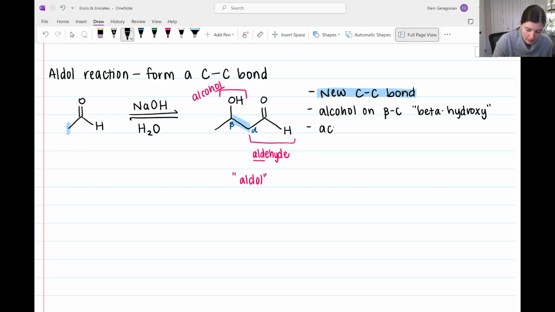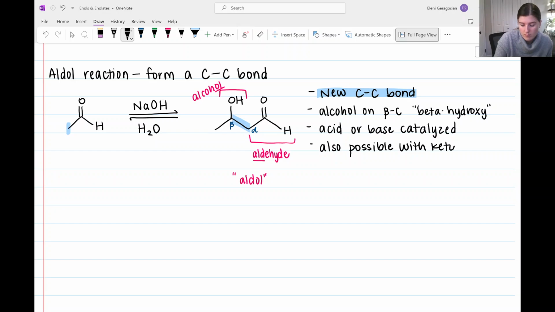These are acid or base catalyzed, and also possible with ketones. Again, we'll focus on the base catalyzed mechanism. And yes, they are possible with ketones. The aldol name comes from using an aldehyde as the starting material, but we would still call it an aldol reaction if you're using a ketone.